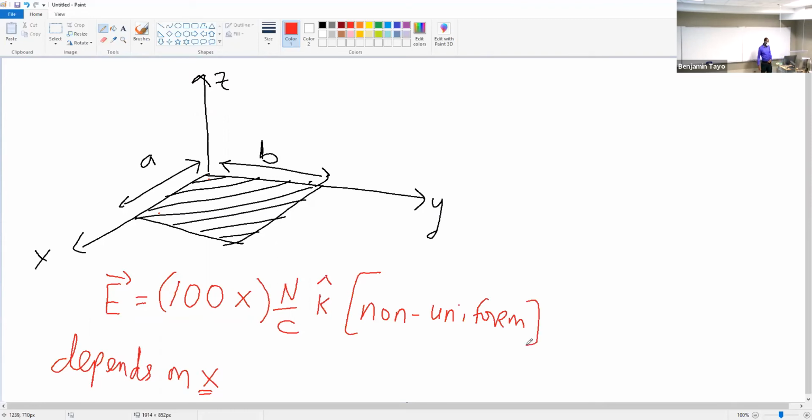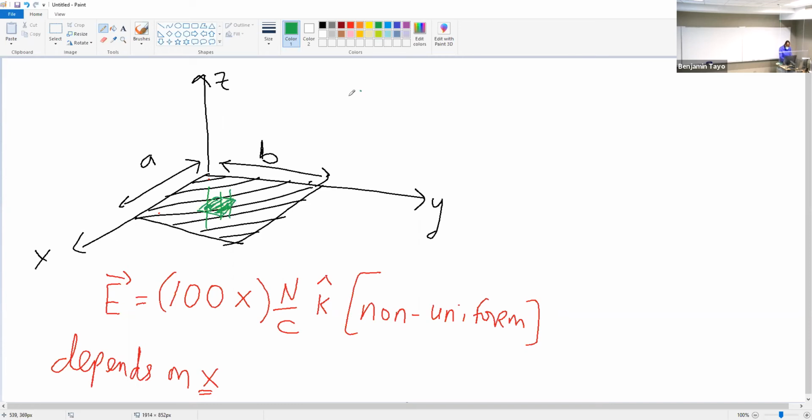And so when I calculate the flux, I need to use calculus. So the way I'm going to use calculus is that I'm going to pick a small area here, and calculate the flux through that area. Then integrate to cover the entire surface area.